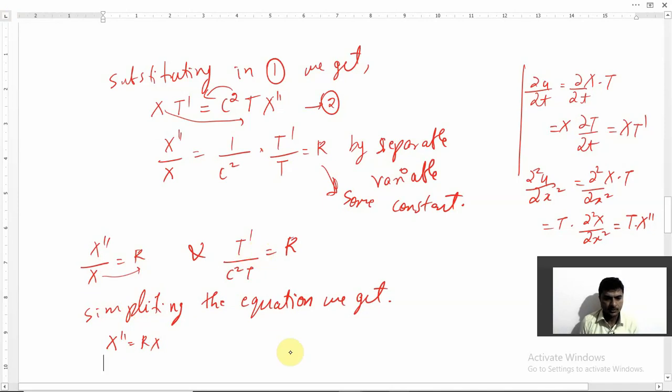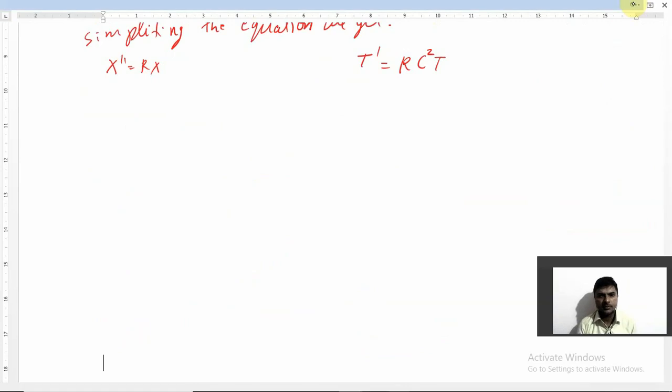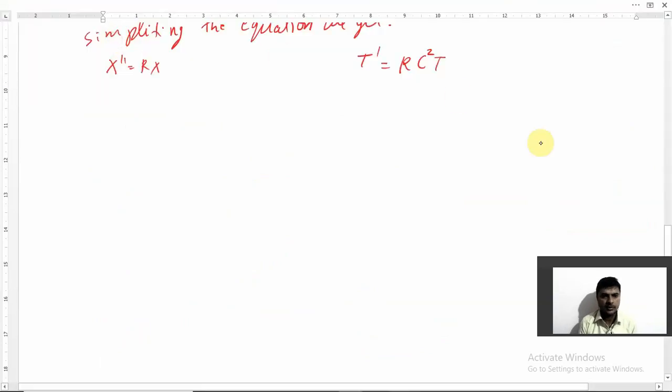Similarly with respect to t, I am going to take on this side, so say that t dash is equal to r c square t. I will substitute in both the equations, friends. In both equations I am going to substitute the values of differentiation. So what are we going to consider? What is x double dash, friends? Please remember this x double dash, I am going to take d square x upon dx square. So this is capital X, so therefore x double dash I have written like this, and t dash I am going to take as dt upon dt. Just substitute these two equations, friends.